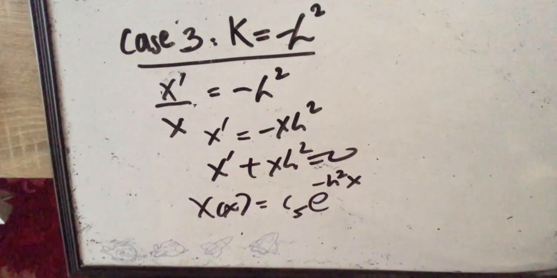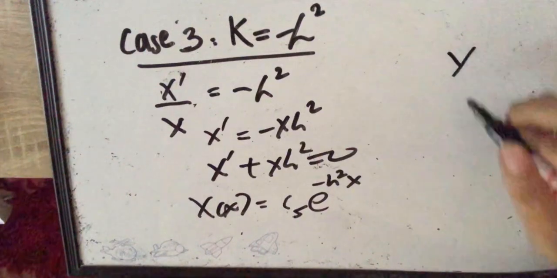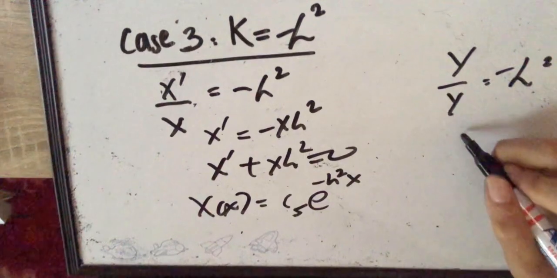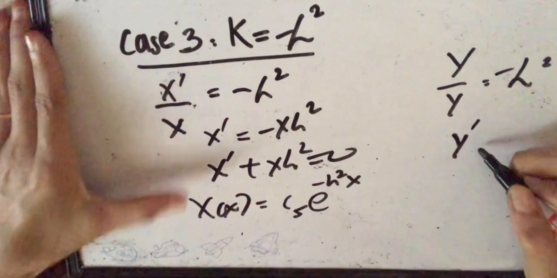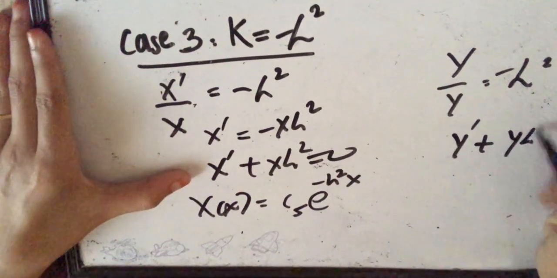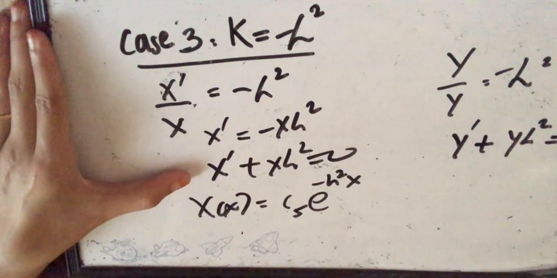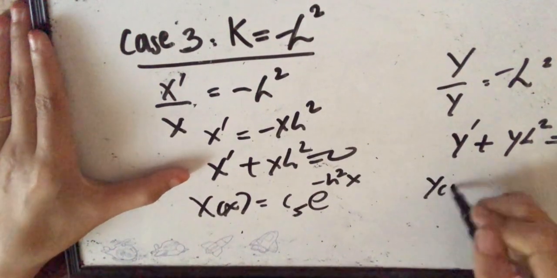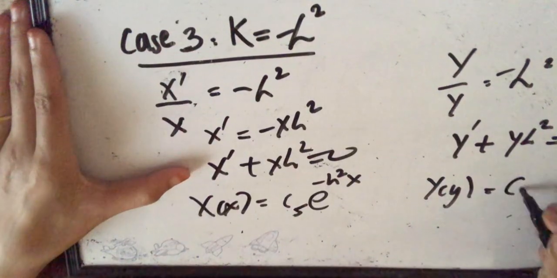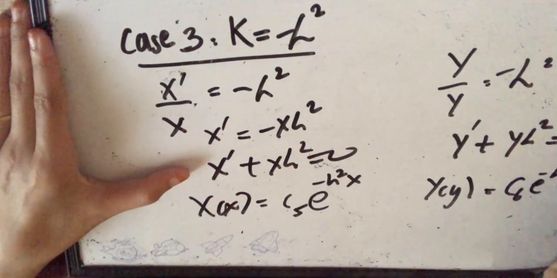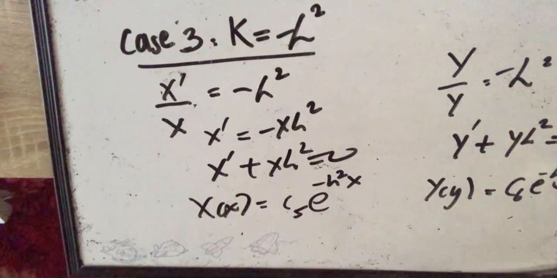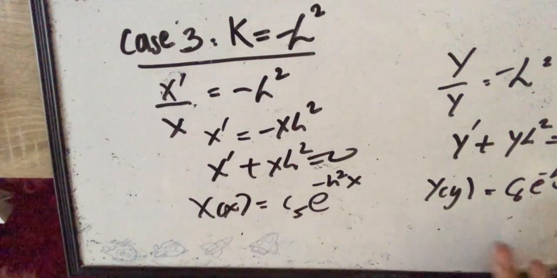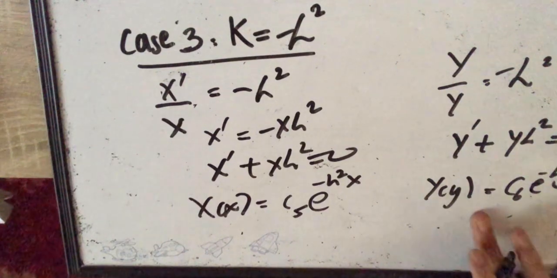And then for y, you will get the same thing as x. So you have the y equation equal to C6 e power of negative lambda square y. So this is the answer for equation x, and this is the answer for equation y.